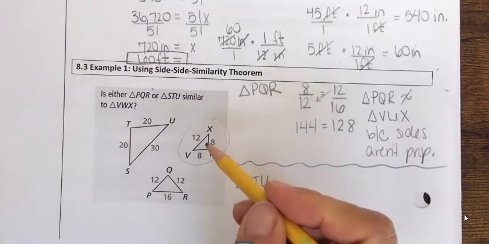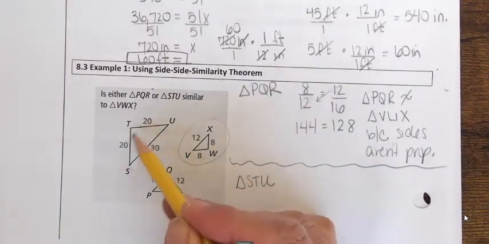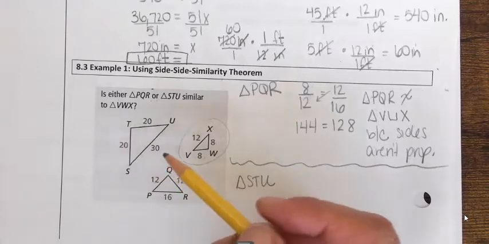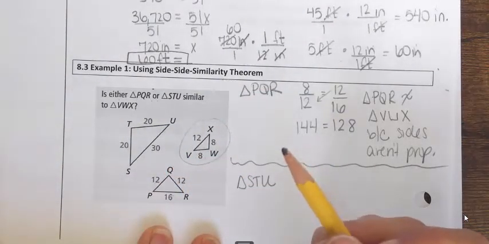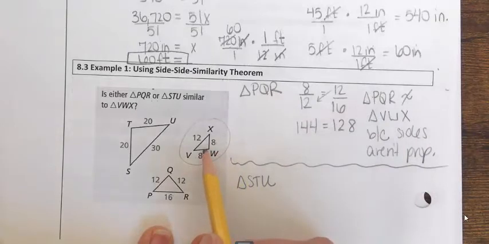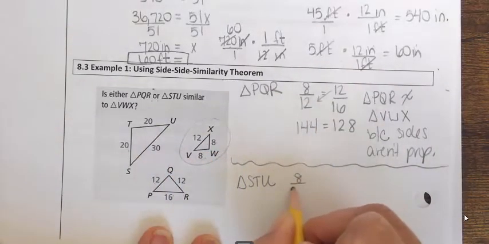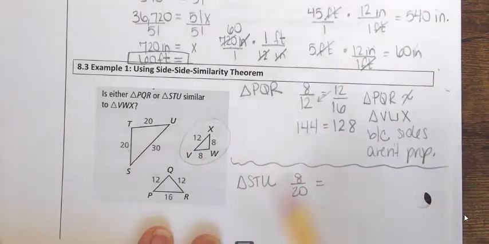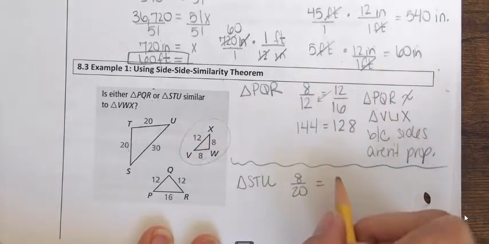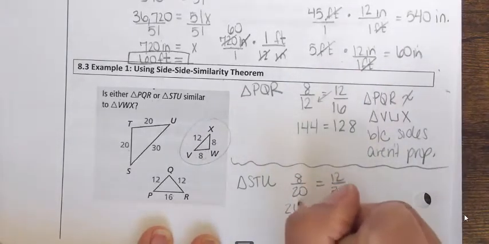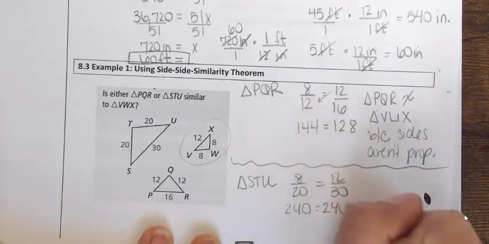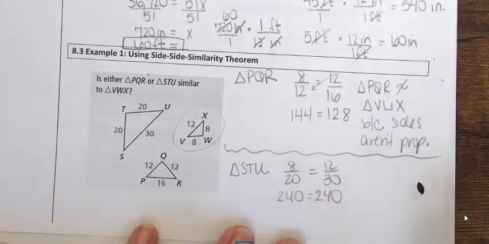So same type of thing happening, right? Notice that this is also isosceles. So I'm really just going to have to test two pairs of corresponding sides. Okay, and why don't I go ahead and put the smaller one on top again. So we'll go 8 over 20 is equal to, and now we'll do the bases, so 12 over 30. Cross multiplying, I get 240 equals 240. So those sides are proportional, right?